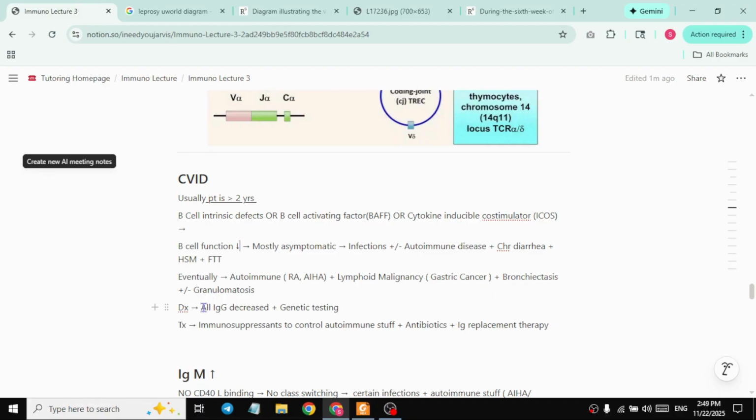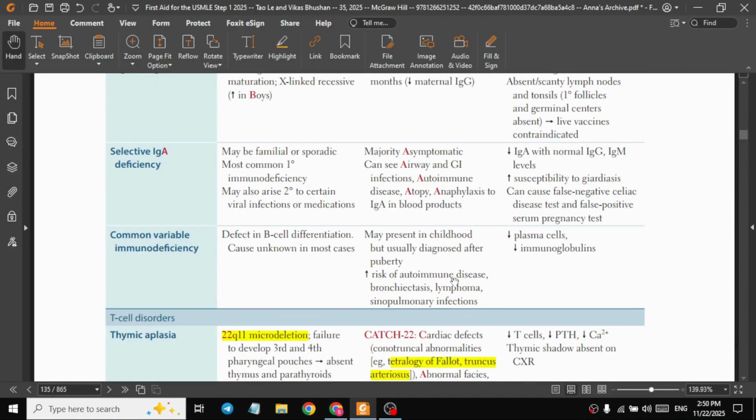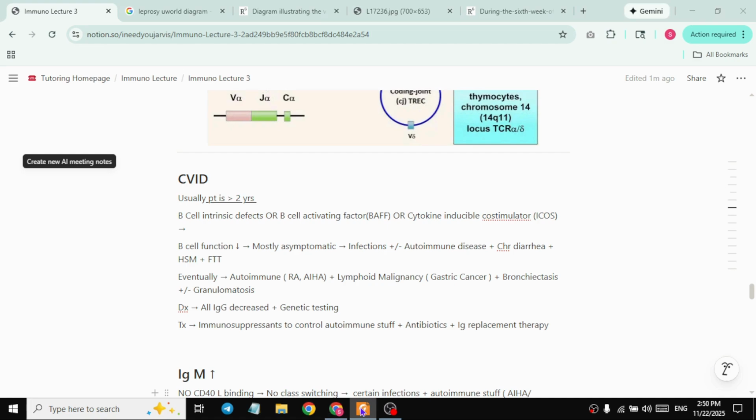So what's going to happen? All the immunoglobulins are decreased. How are you going to test them? Usually genetic testing. And then just to confirm we've gotten everything, risk of autoimmune diseases, infections, lymphoma, everything increases, right? Because of the B cell problem. Okay? And plasma cells and immunoglobulins are low. That is CVID. Okay? What do you do?